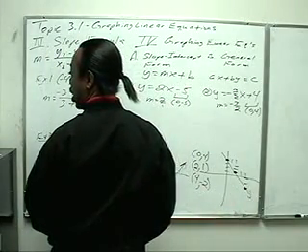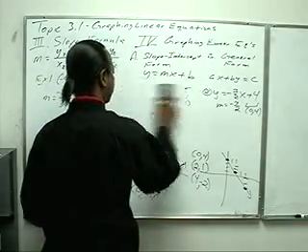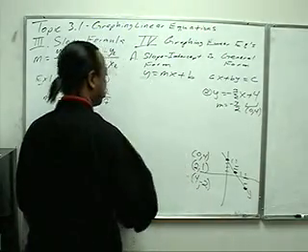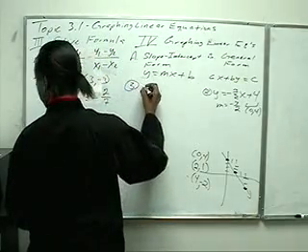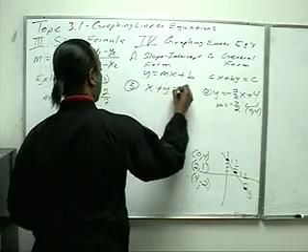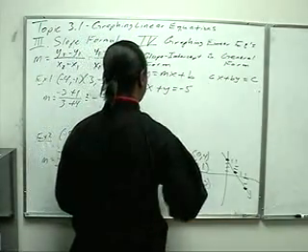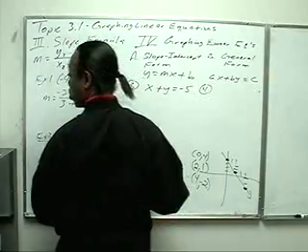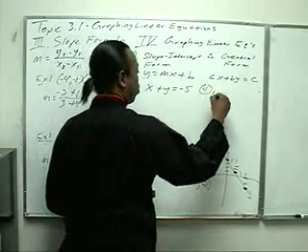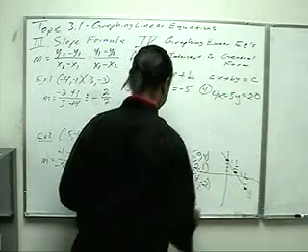Okay, now let's look at general form. General form, I have x plus y equals negative 5. And let's also write 4x minus 5y equals 20.